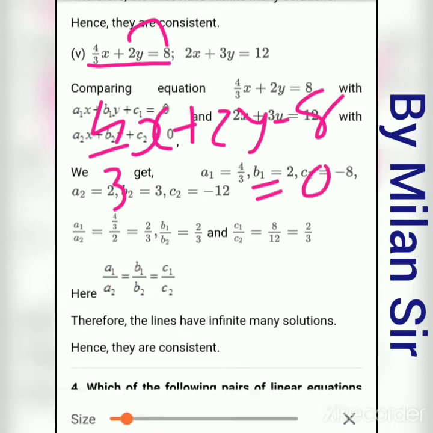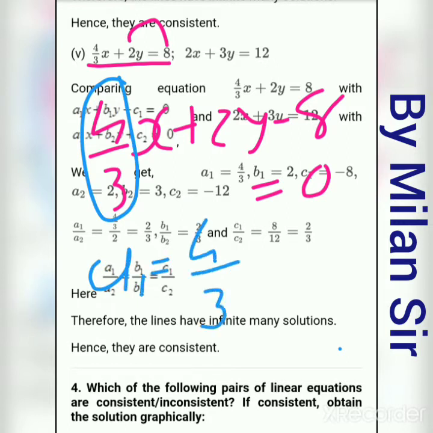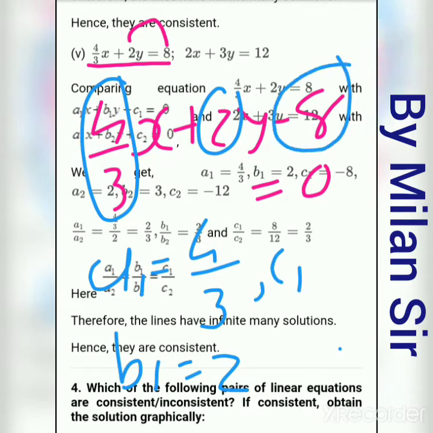Right? Then compare this equation with the standard form. So this is your a1, coefficient of x, 4/3. This is your b1, coefficient of y, which is 2, and c1, the constant term, is minus 8.